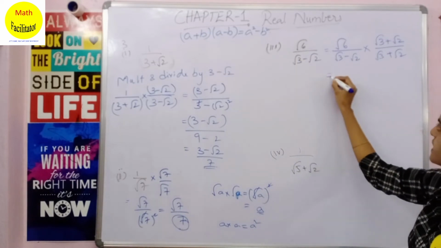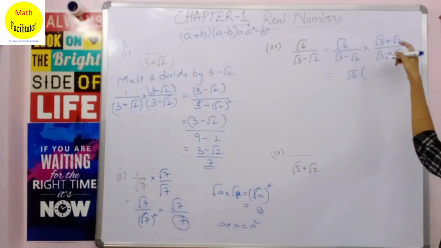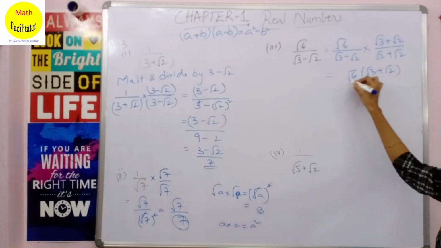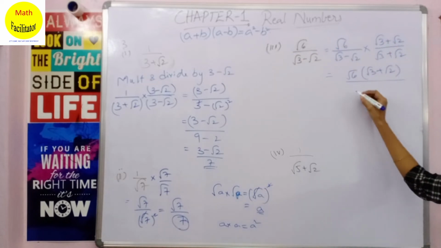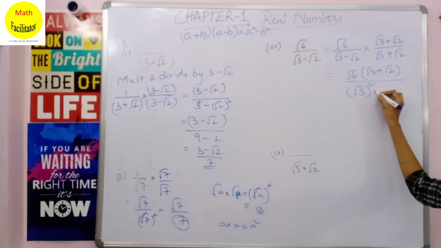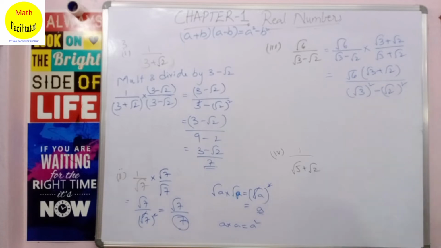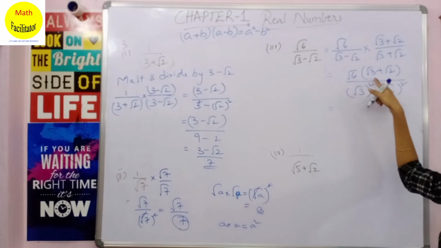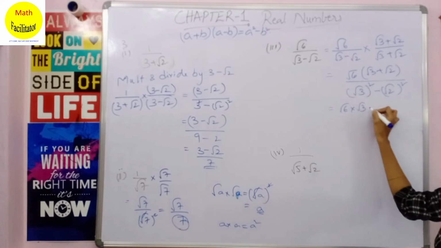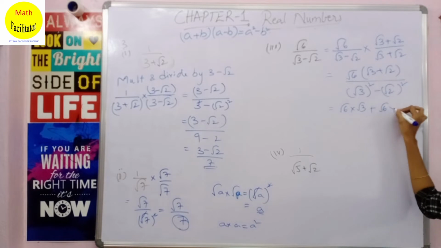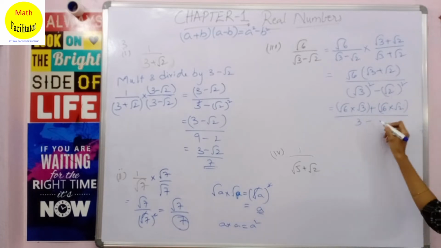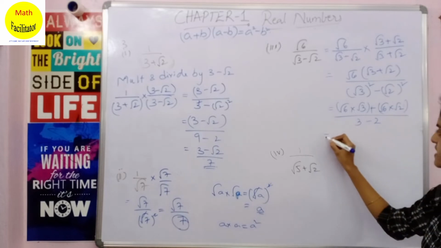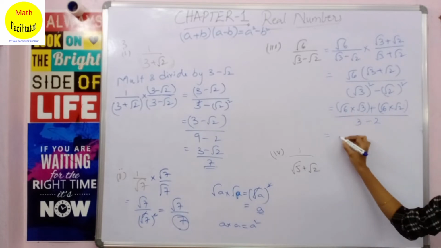So this is root 6 into root 3 plus root 2, divided by, now this is a minus b into a plus b, so you can use that identity. It is a square minus b square, where a is root 3 and b is root 2. In the numerator, root 6 into root 3 plus root 6 into root 2, this is how you simplify it. Clear? Now root 3 whole square is 3 and root 2 whole square is 2. So root 6 into root 3 is what? Root 18.